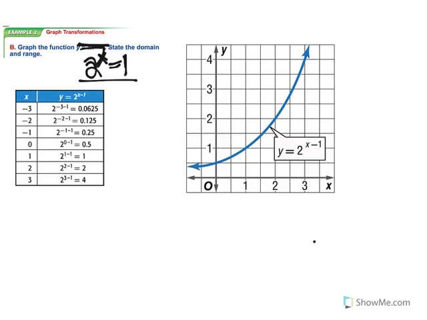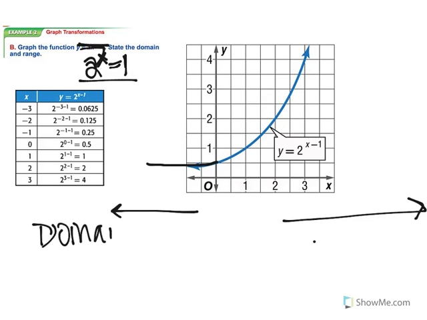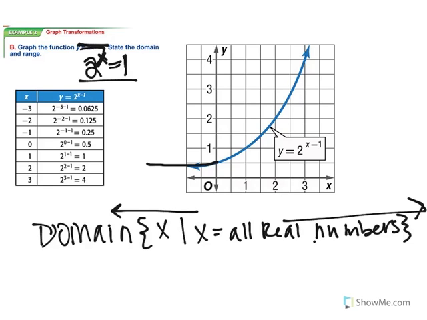Okay, so here's our graph. We can see that there is going to be a horizontal asymptote somewhere out here, and then we can see that our x values are going to go all the way very, very negative and very, very positive. So we know that our domain again is going to be all real numbers. So we would write it as x such that x equals all real numbers, and then we're going to look at our y's to figure out our range.